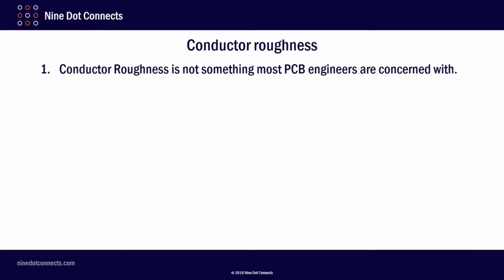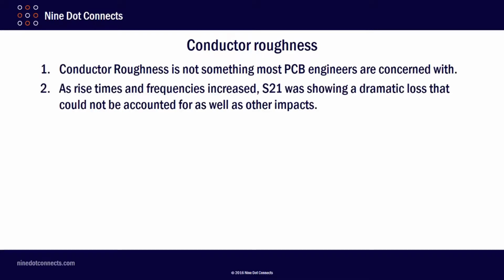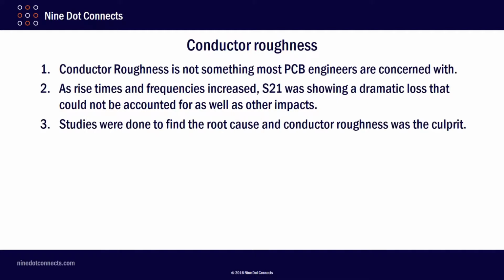Now, conductor roughness is not something that most PCB engineers are concerned with, especially if they've never done high-speed design. But as rise times and frequencies increased over the years, the S21, which we've talked about in the past, a number that shows loss from port 1 getting to port 2, showed a dramatic loss that could not be accounted for, as well as other impacts. So studies were done to find that root cause, and they found out that conductor roughness was the culprit.